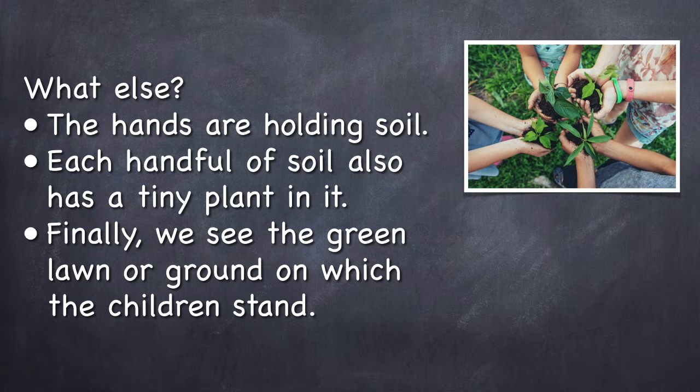What else? We have the hands that are holding soil, right? They're holding soil. Now each handful of soil also contains a tiny plant in it. And finally we see the green lawn or the ground on which the children stand. In other words, we're identifying every single thing that we see in the image, so that it's not just a blur, it's not just a picture. It's no longer one picture, it's a bunch of elements. And we want to make sure we capture everything we can see immediately.